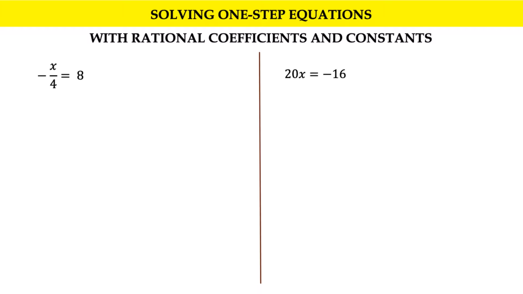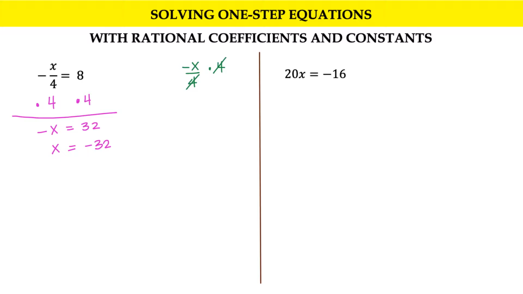So here we go. Negative x over 4 equals 8. What does that mean? It means x is being divided by 4. So to get rid of that 4, you have to do the inverse operation. So let's multiply by 4 on both sides. When we multiply negative x over 4 by 4, the two 4's cancel each other out and we are left with negative x. So negative x equals 32, and if negative x equals 32, that means x must be negative 32.